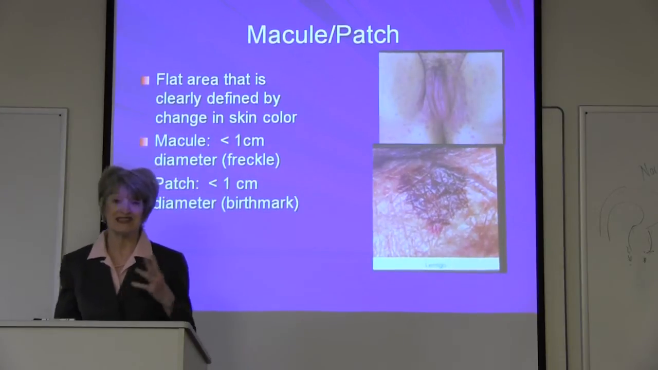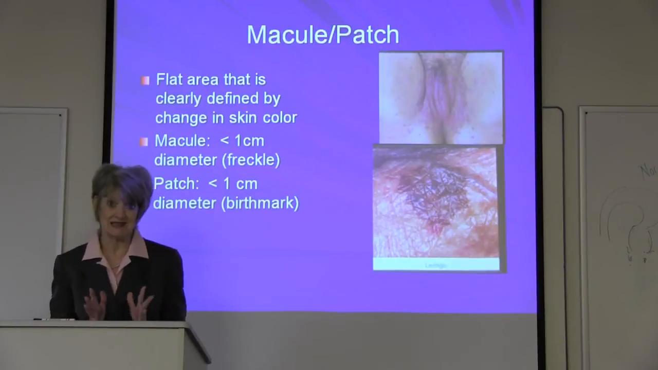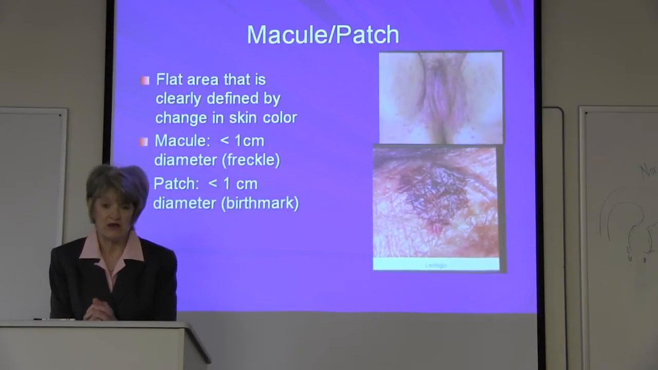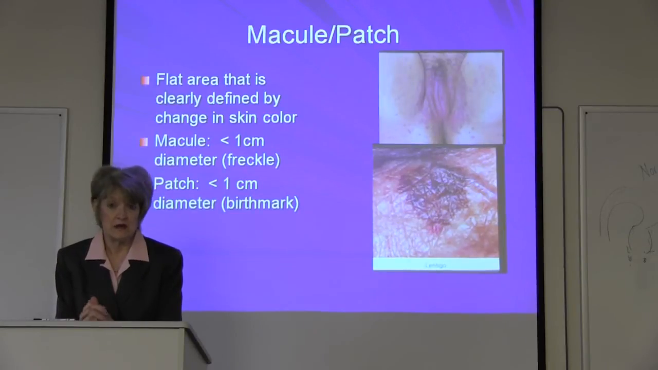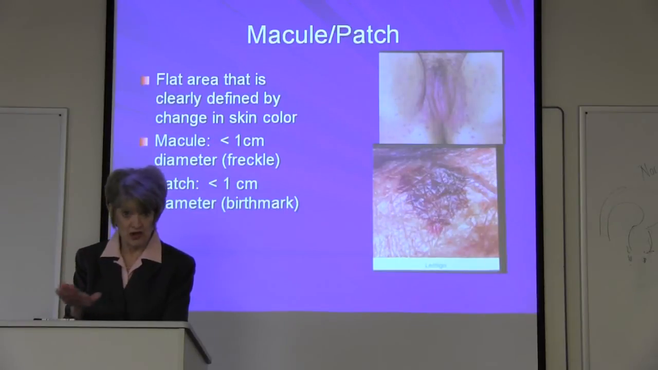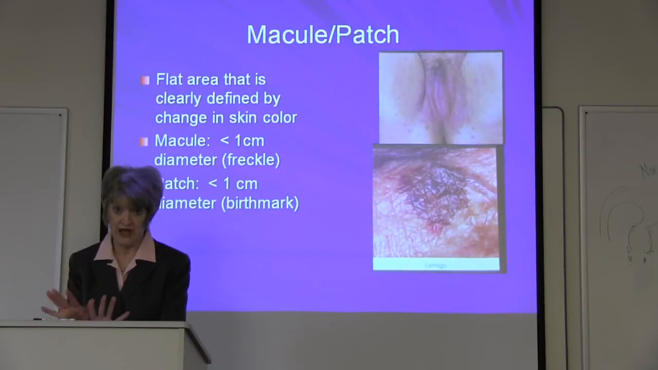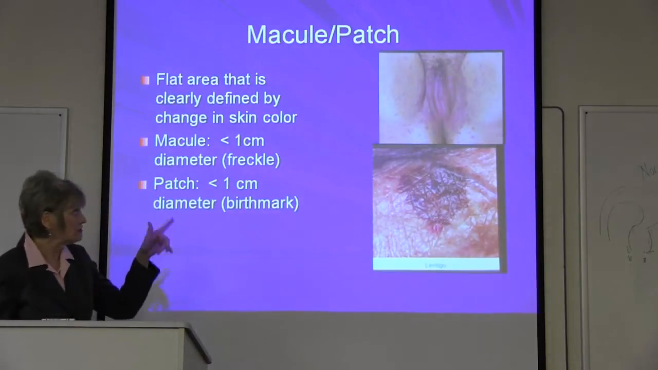Now, macule and patch are exactly the same thing. The only difference is the size. And what you want to think of when you think of macule and patch is a flat area of the skin. There's no skin elevation, but there's a change in skin color. A freckle is a macule. A birthmark is a good example of a patch. So I sometimes think of macules and patches as spots, little spots and big spots. But if you ran your gloved hand over the area, you would feel nothing because there's no elevation. So it's just a flat change in skin color. And you see that here.